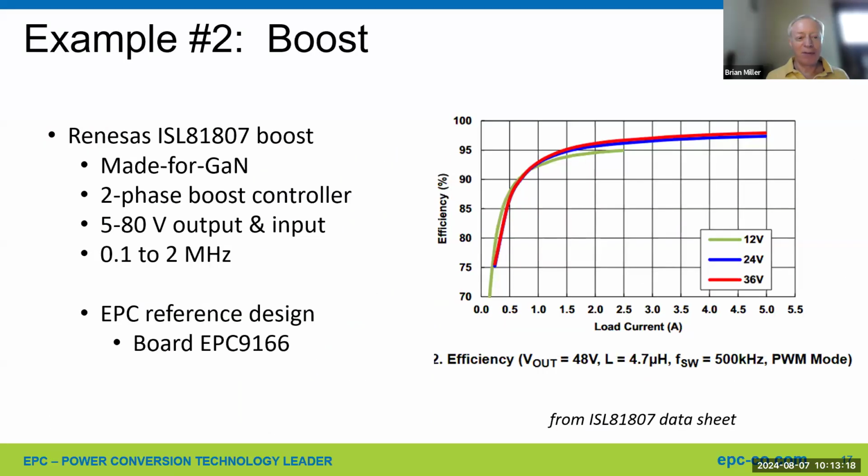Example number 2, a boost converter. Renesas has a nice dual phase boost converter. And again, this is made for GaN. Their data sheet shows circuit implementations. EPC has a reference board also. This shows efficiencies also for the state of 48 to 12 at different currents.